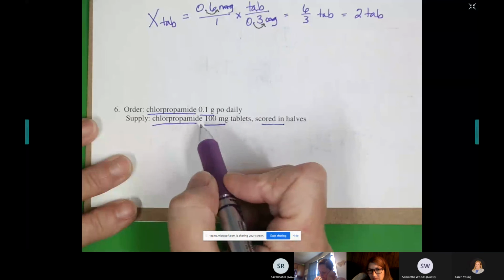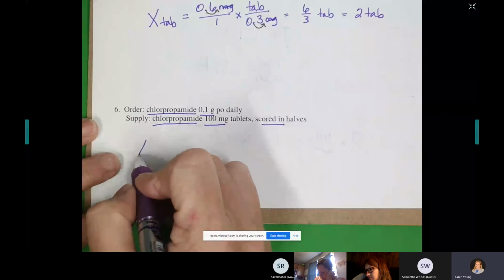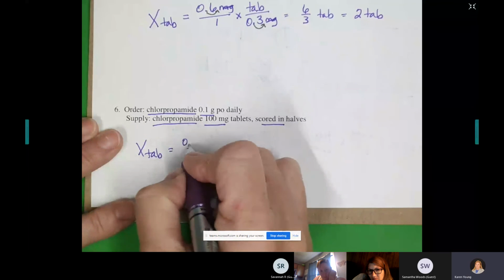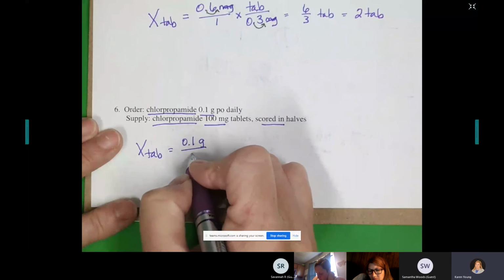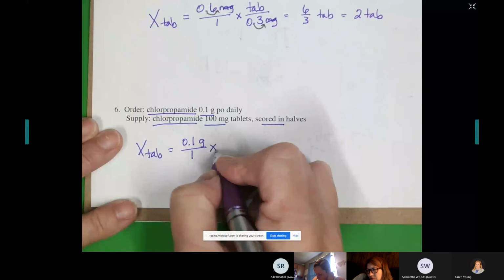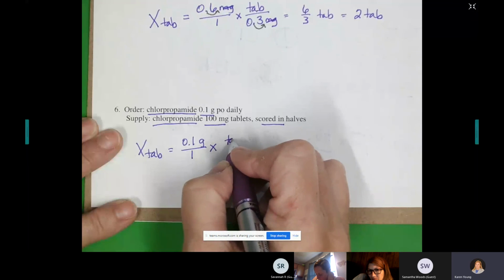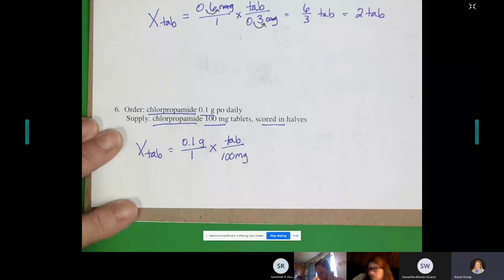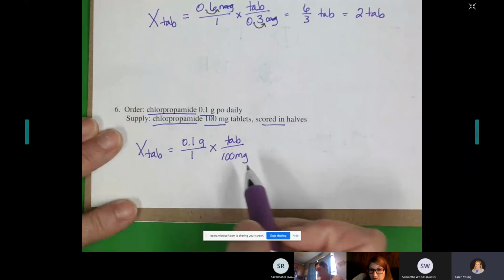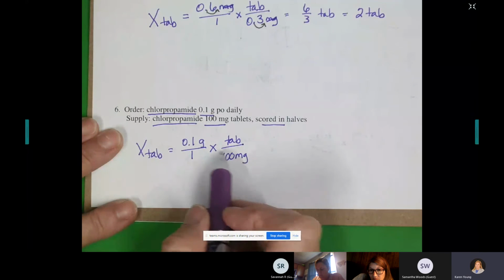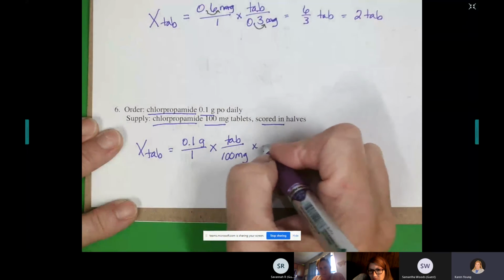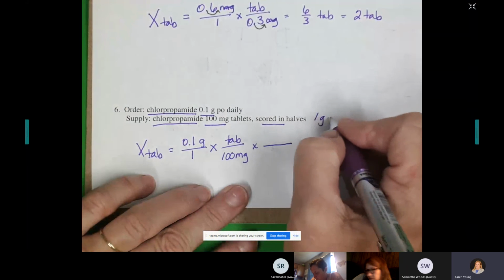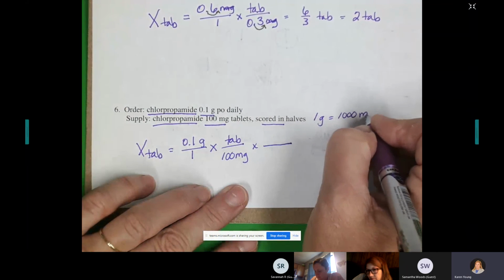So I'm going to start this out by looking for the number of tablets. My doctor's order, 1/10 of a gram over 1, times my dosage form, which is tablets, over 100 milligrams. My milligrams and my grams are not the same. When they're not the same, I have to do a conversion. So I have to remember that in 1 gram, there's 1,000 milligrams.